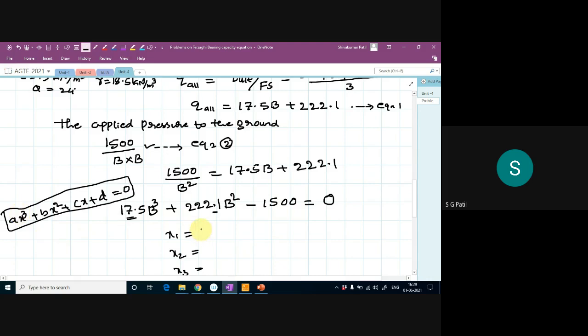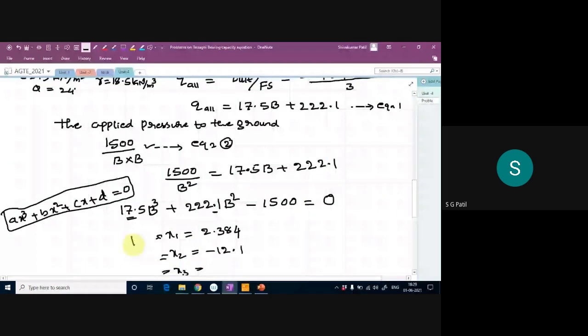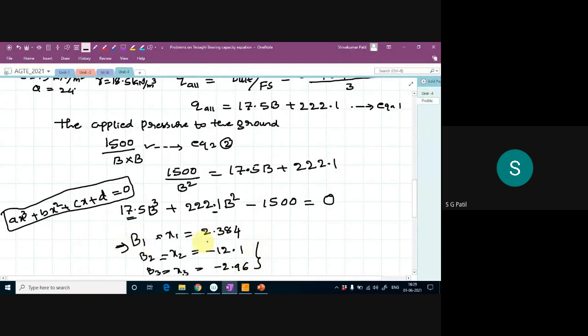So I solved it. Here we will get something around x1 will be 2.384 and x2 will be minus 12.1 and x3 will be... I will put it in terms of b1, b2, b3 because here it is b. So b3 is equal to minus 2.96. These are the negative roots, so I will ignore them. Always your breadth, whatever width will be there, is some positive number, right? So that's why the width of foundation should be 2.384.